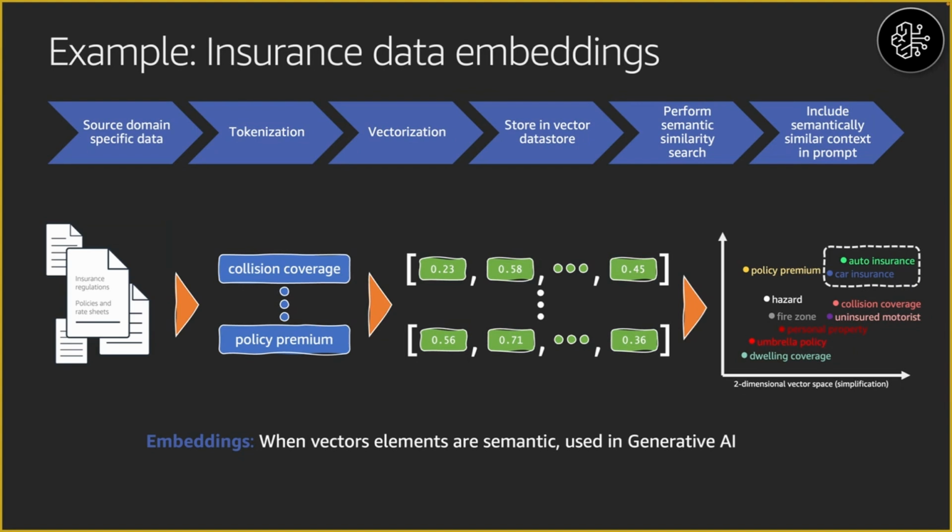Essentially, these numerical vectors are arrays of numbers for each element, and these vectors keep the elements with related meaning close to each other in a multi-dimensional vector space, and this is called vectorization. You can then store this vector or embedding in a vector store, which we discussed in the previous slide. The diagram also shows on the right-hand side that auto insurance and car insurance are semantically similar, so they are positioned closely to each other in the vector space. And when you perform the semantic search, it will include the semantically similar concept or context in that prompt.